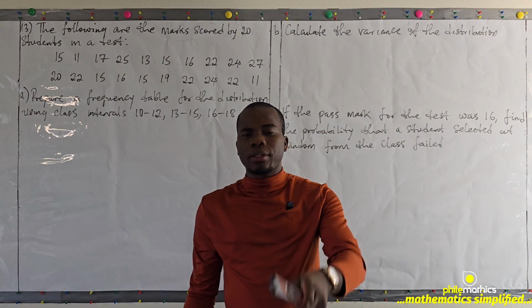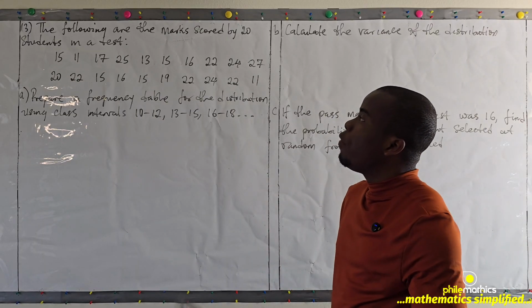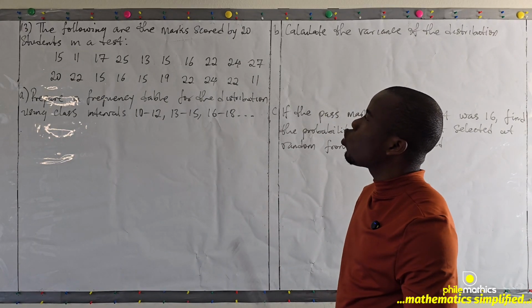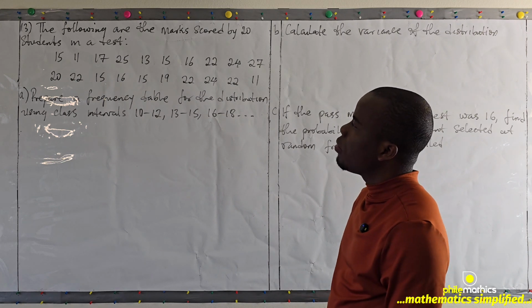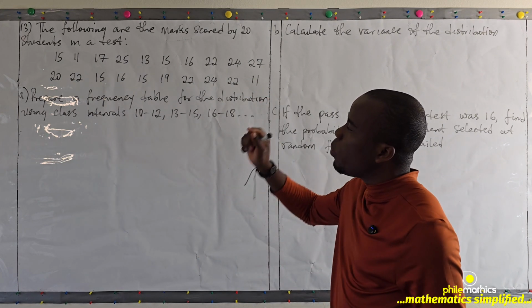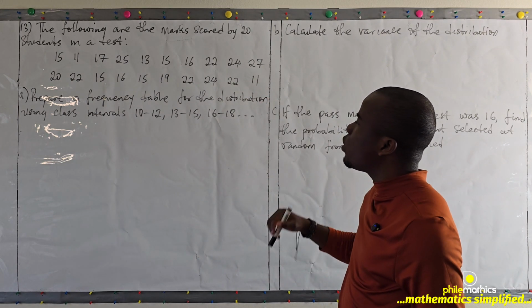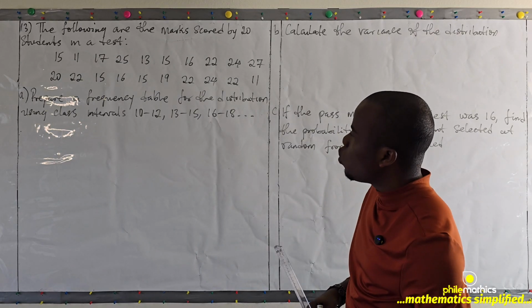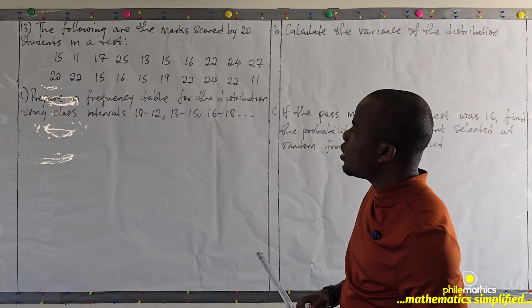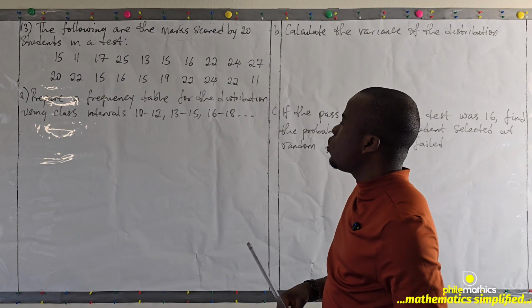The 13th question of WAEC 2025 mathematics theory is a problem on variance and probability. Let's look at what it says. The following are the marks scored by 20 students in a test. So they are listed. We are asked to prepare a frequency table for the distribution using class intervals 10 to 12, 13 to 15, 16 to 18.